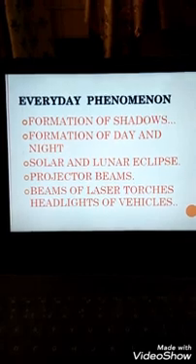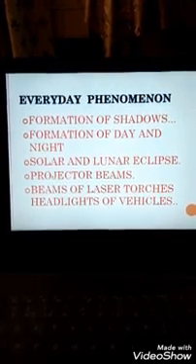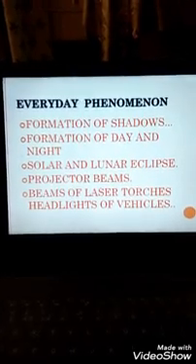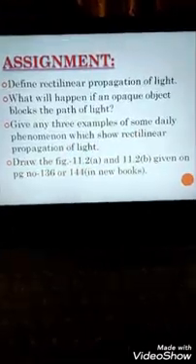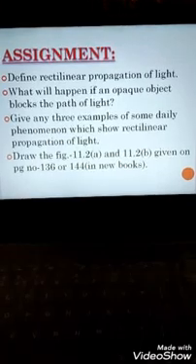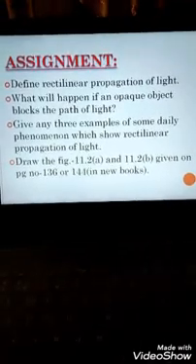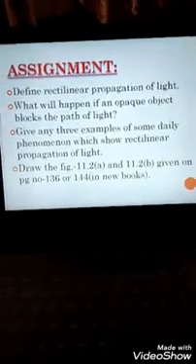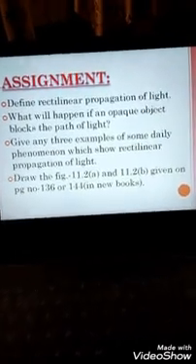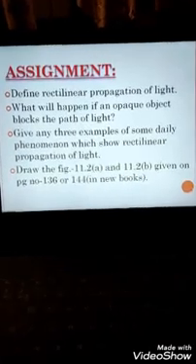I hope you all understood the topic very well. Please go through page number 135 and 136 carefully from your books. You will get it more clearly. In the new books the pages are changed, so it might be page number 143 and 144 in the new books.